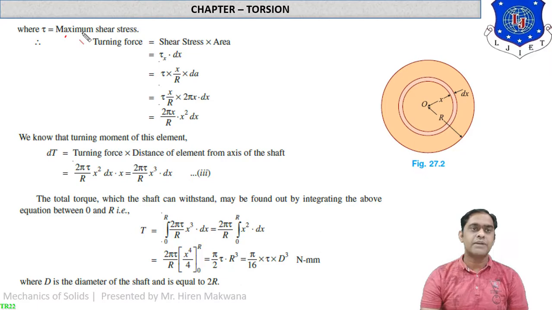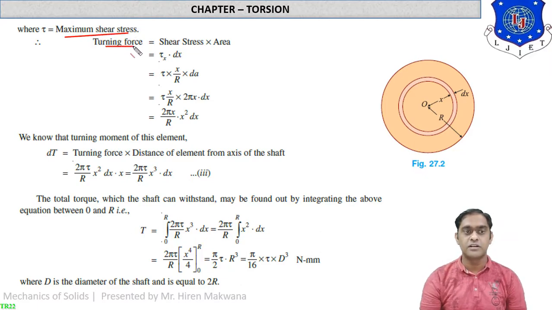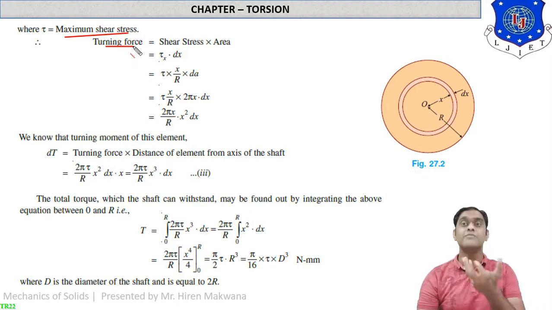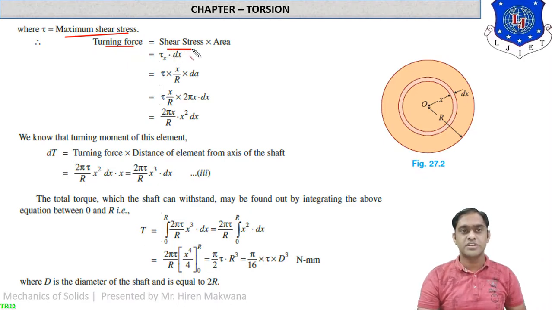Now, tau is equal to maximum shear stress. Now, the main important thing is turning force. Turning force, you can imagine the force formula. What is stress? Stress equal to force upon area. So what is force? Stress into area. So here it is shear stress into area. Shear stress is tau x for this particular ring, and the area will be generated later.